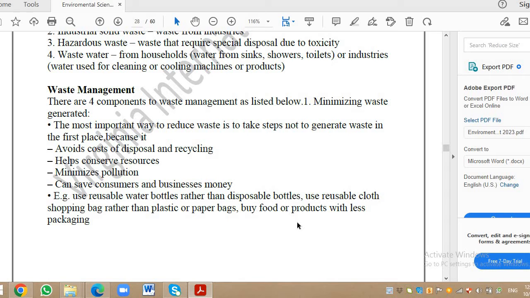And also we can use the type of bottles that can dissolve after a long period of time. We can use reusable cloth shopping bags rather than the plastic bag, which means we can decrease the hassle from the beginning. We cannot make use of many disposable bottles and bags, and we can use the reusable ones instead from the beginning. This is how we are going to minimize the waste.